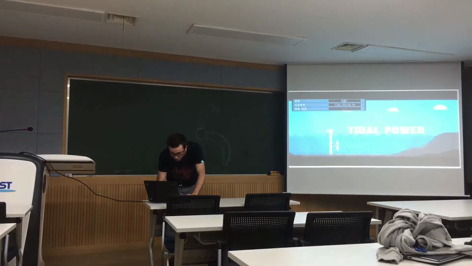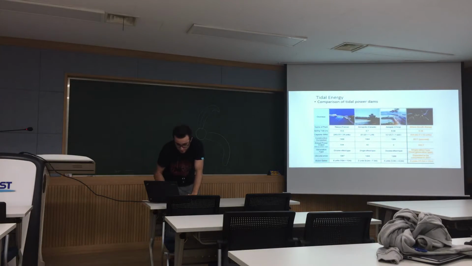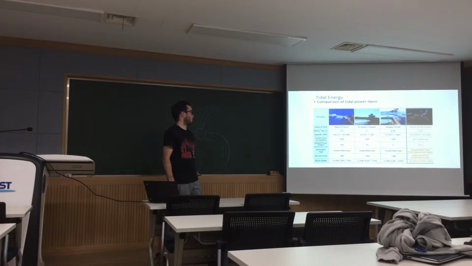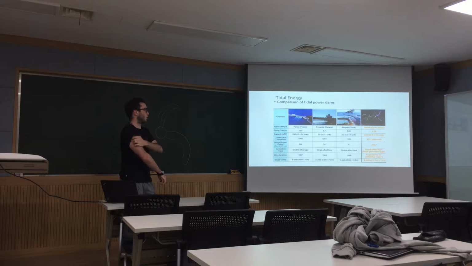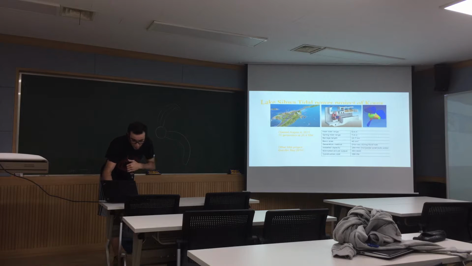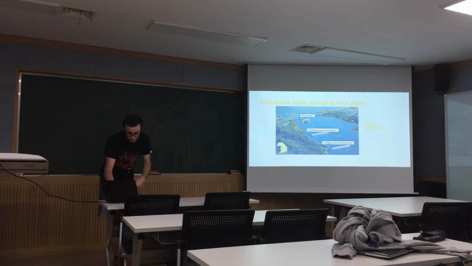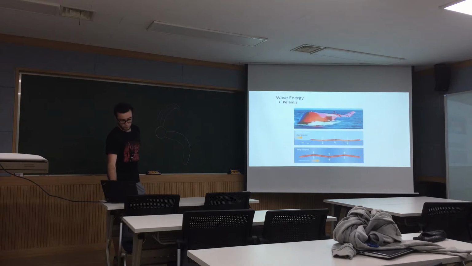Okay, so now let's go on to actual plants. Here I found 4 plants on the planet: in France, Canada, and China, and 1 in Korea, which is the most powerful one. It's already implanted and showing great results in Siwa. I don't know exactly where it is, but still in South Korea. Maybe you know about it. So it's a dam. It doesn't have to interfere with the flow of the boats.